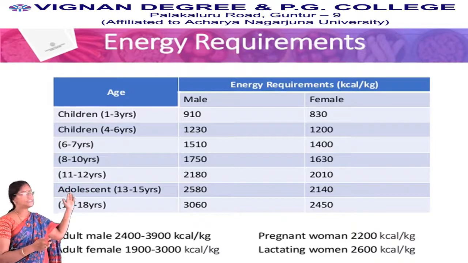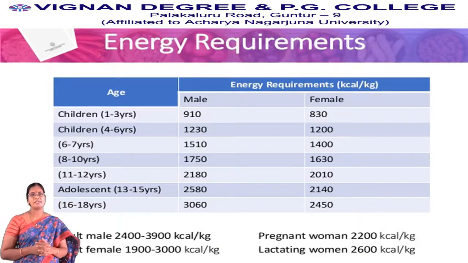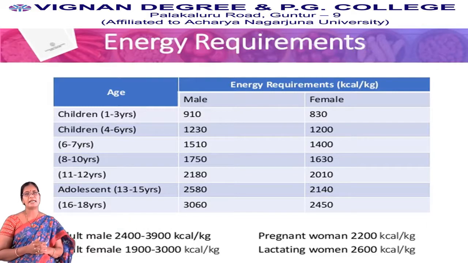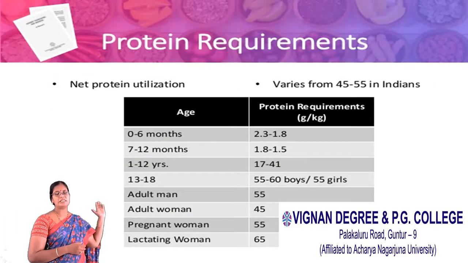In this way, the energy requirement is the same. The adult man requires 2,400 to 3,900 kilocalories of energy per kg body weight, and the adult female requires 1900 to 3000 kilocalories per kg body weight. A pregnant woman requires 2200 kilocalories per kg body weight. And the lactating woman requires more energy than a pregnant woman, that is 2600 kilocalories per kg weight. So this is about the energy required by people of different ages.